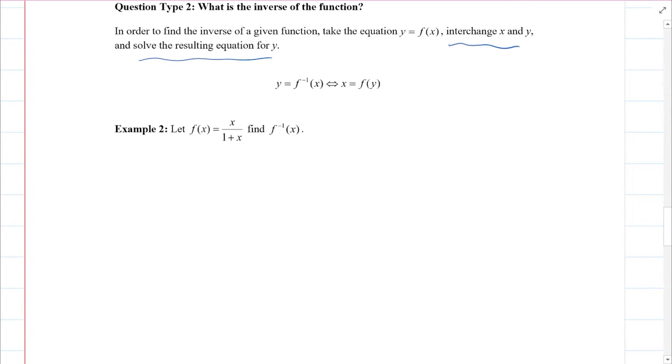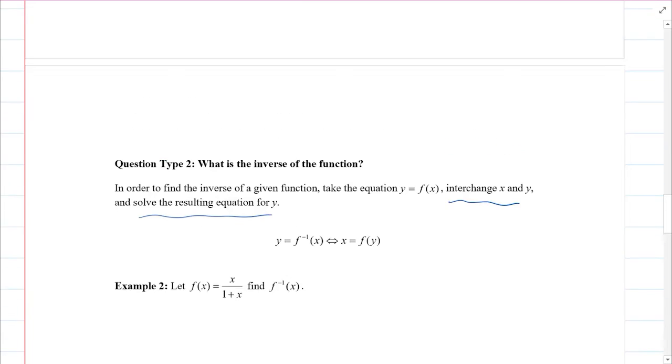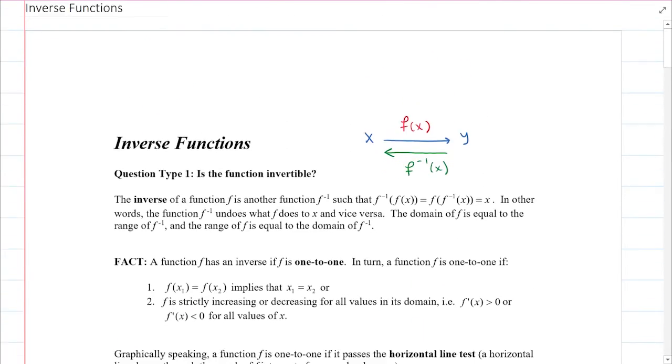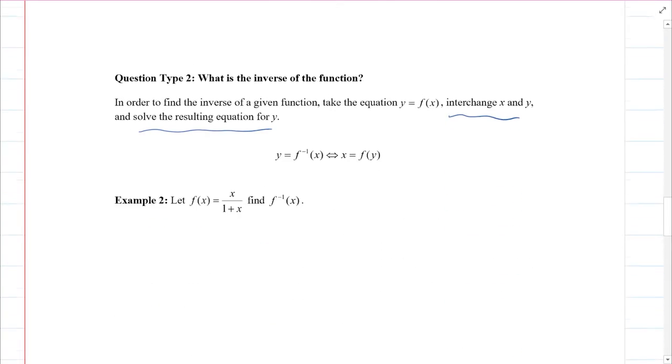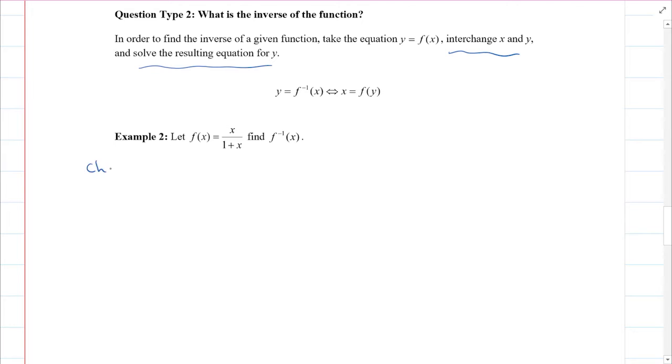f of x is equal to x over 1 plus x. So first I need to make sure that the function is invertible. And here I want to show you how you can use the method that was mentioned here to show that a function is one-to-one. So we don't have the graph. This is why to show that a function is one-to-one, we have to use this method. So the method says if f of x1 equals f of x2, you should be able to conclude that x1 equals x2. Let's give it a try. So checking one-to-one.